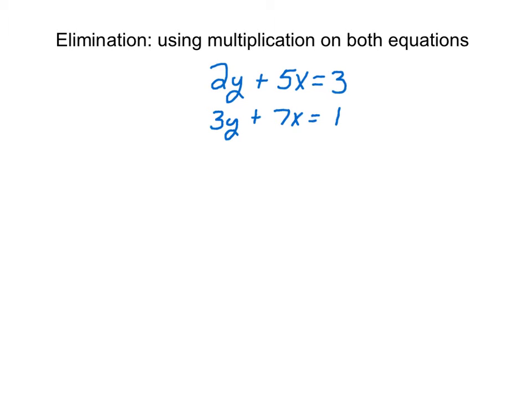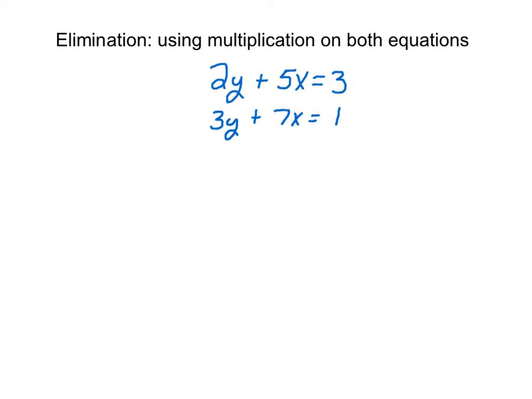Today we're going to look at using elimination when you have to multiply both equations in order to get a variable to have the same coefficient in order for you to add or subtract to eliminate that variable. So if we take a look at the system of equations that we have listed here, 2y plus 5x equals 3 and 3y plus 7x equals 1, we'll notice that none of the variables have any coefficients that are the same.